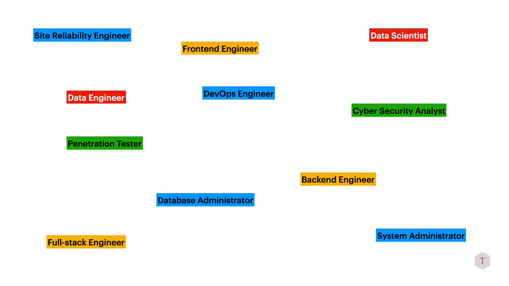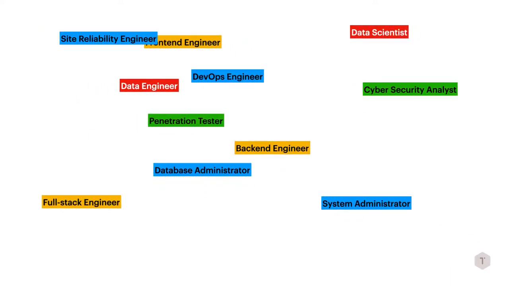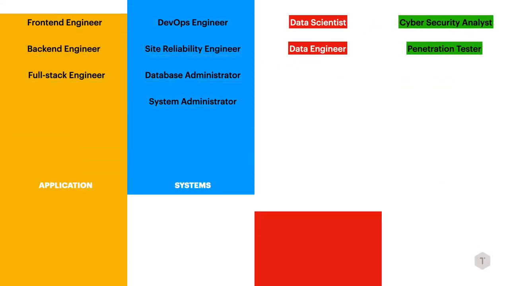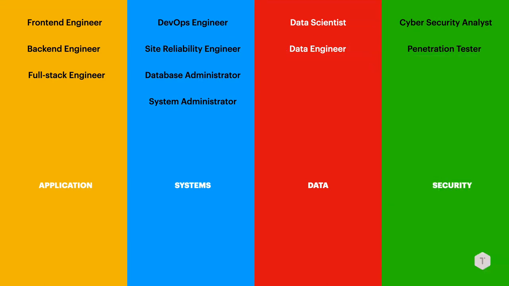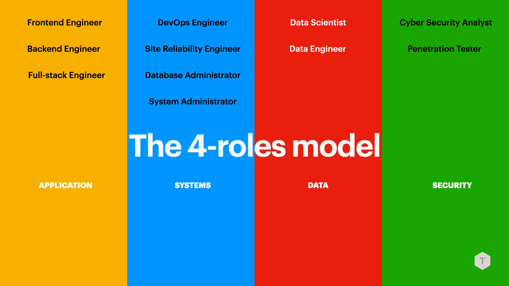The technical role space is a mess. There are so many different technical role titles, but almost no candidate fits them perfectly. In this video, we'll break technical roles into 4 areas: application, systems, data, and security. And we call this the 4 roles model.